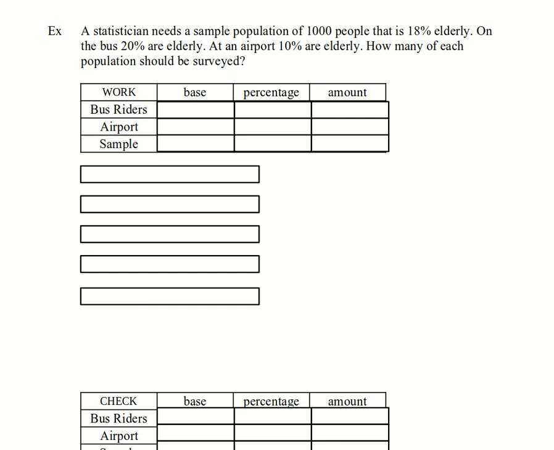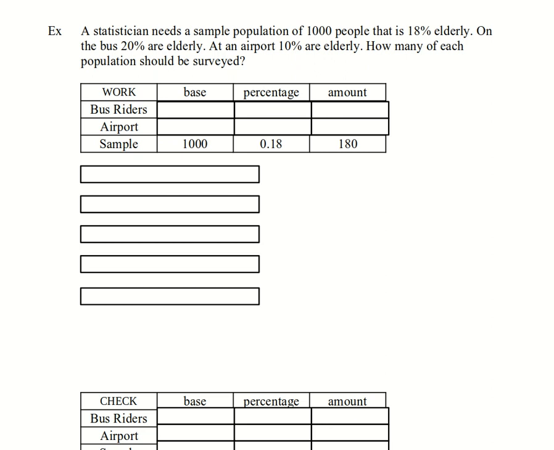Let's go back through this again and put in the information as we find it. The first thing that we learn is that we need a sample population of 1,000 people. So some of those on the bus and some of them at the airport, but 1,000 total. And that population needs to be 18% elderly. So we know the goal for our population, that is that 18% of those 1,000 folks are elderly. Just like before, 18% of 1,000 is 0.18 times 1,000, or 180. We completed the bottom row.